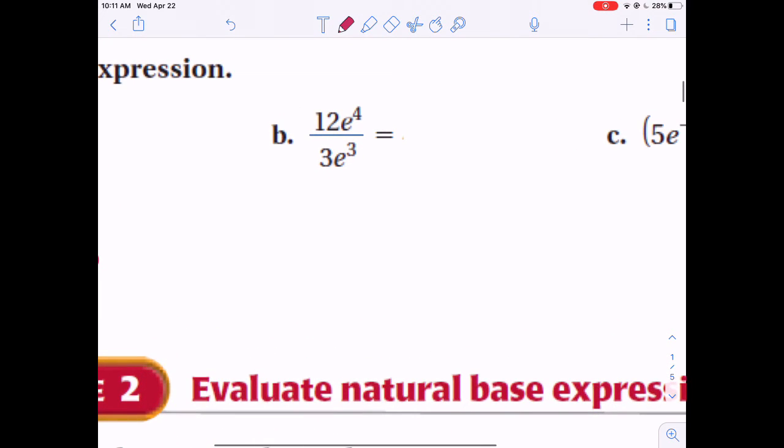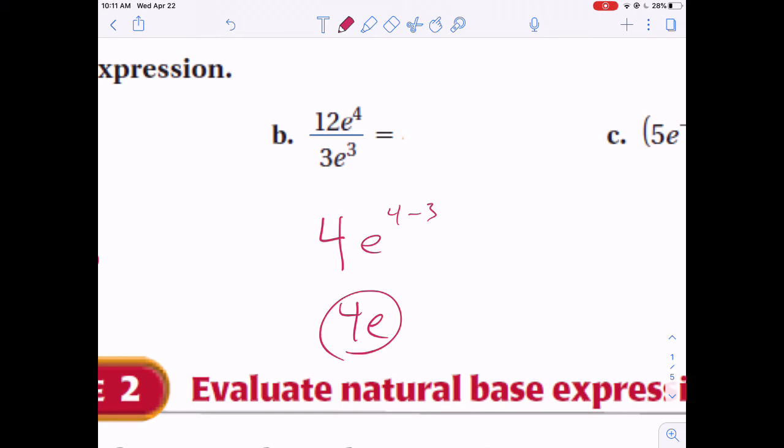Next one. You have multiple bases now. Just so you know here, you got the 12 base, you got the 3 base. Then you got the e's on top and bottom. So just be aware of that before we do anything with this. So 12 divided by 3 is 4. That's pretty easy. And e to the 4th, e to the 3. So I have the e to the 4 there. I'm bringing the 3 up to it, subtracting it. That's over 1, but I'm not writing that. And basically it's 4 minus 3, which is 1. So we have 4e. Done.